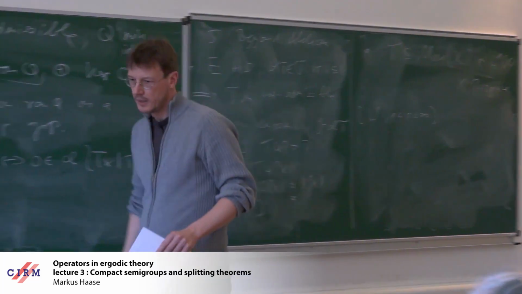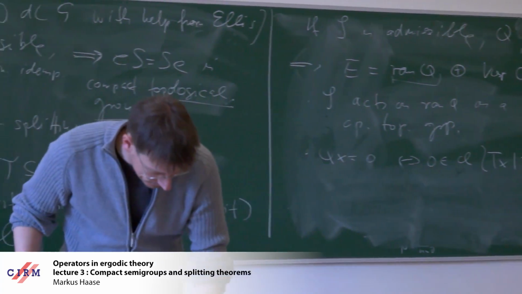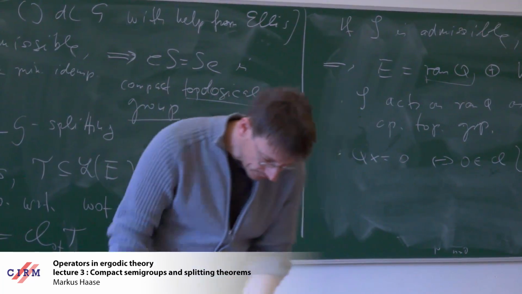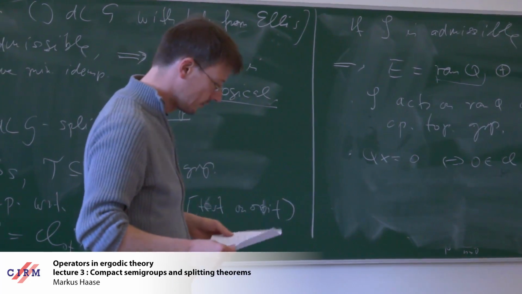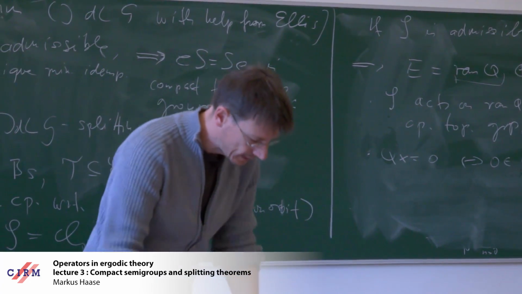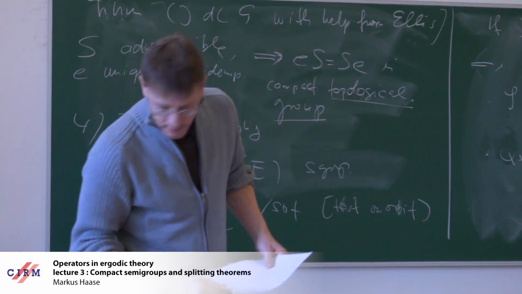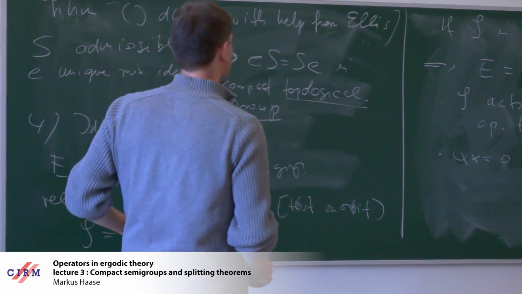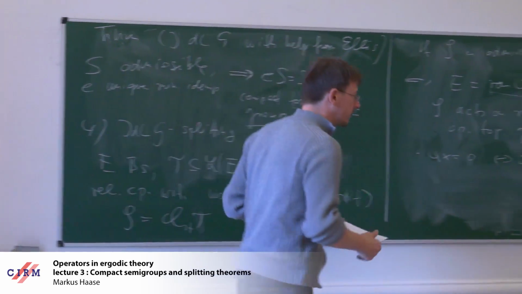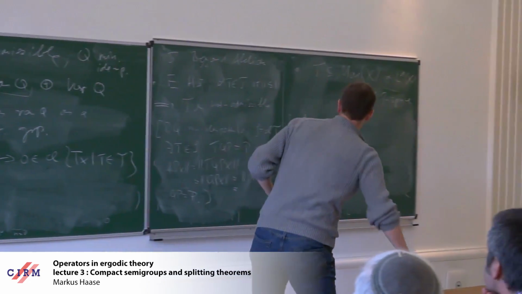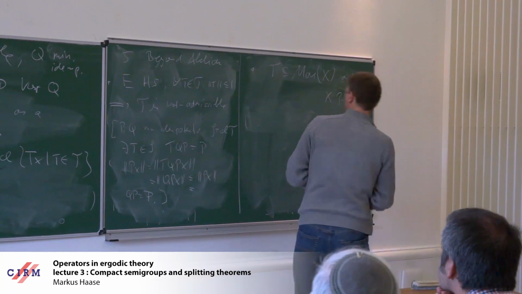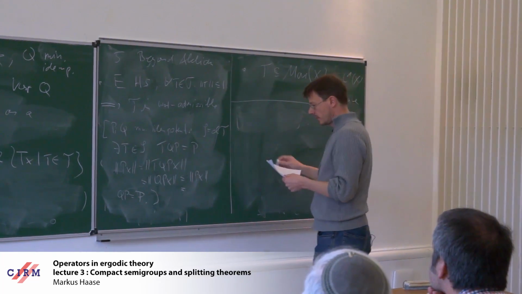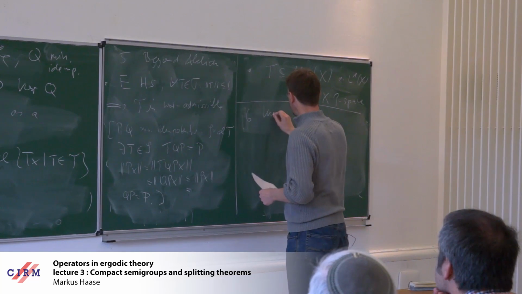So this is pretty much the general theory of this Jacobs-de Leeuw-Glicksberg splitting. Let us go back to the Kronecker factor. Okay, here it is. That's not so important, let's look at this. So let's go back to the Kronecker factor.